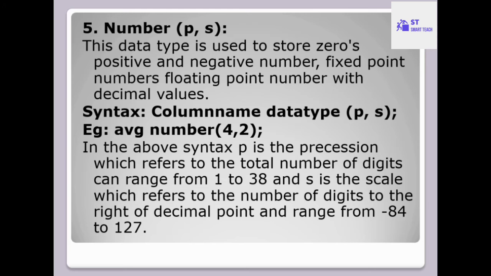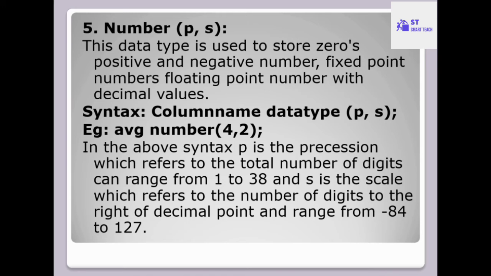Next data type is number with fractional part. This data type is used to store zeros, positive and negative values, and also the decimal values, fixed point numbers like floating point numbers with decimal values. So if you want to store a number which contains a decimal part, then you need to use number data type. So here the syntax is column name, data type, precision. Okay, next decimal point.